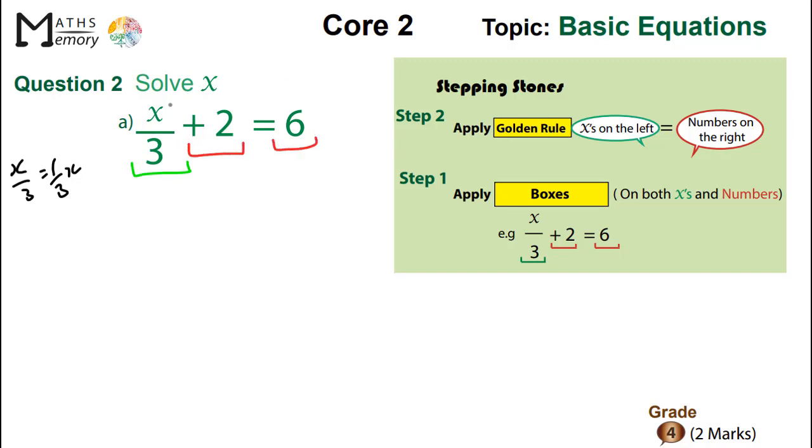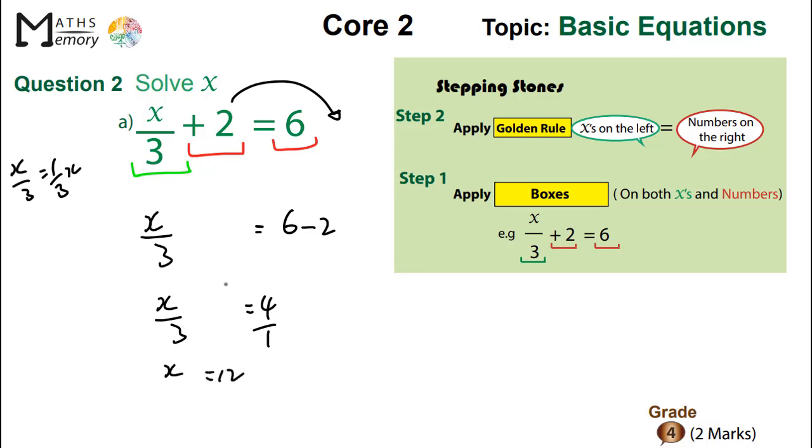Golden rule, step 2, let's get all the x's on the left, numbers on the right. So x over 3 will equal now 6 minus 2. The plus 2 simply shifts over to this side. X over 3 equals 4. And let's cross multiply now. We can say x times 1 equals 3 times 4, which basically means x is going to be 12. And that's your final answer. X is going to be 12 for this.